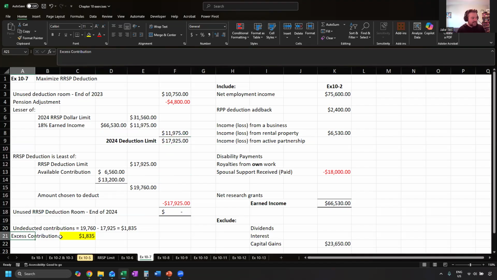So we have an excess contribution, 19,760 minus our 17,925. We have an excess contribution of $1,835. Now, luckily, this is below $2,000. It's still within our cushion, so there's not going to be any penalties related to this.